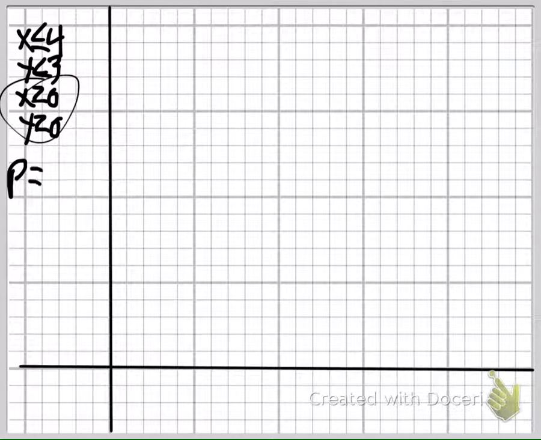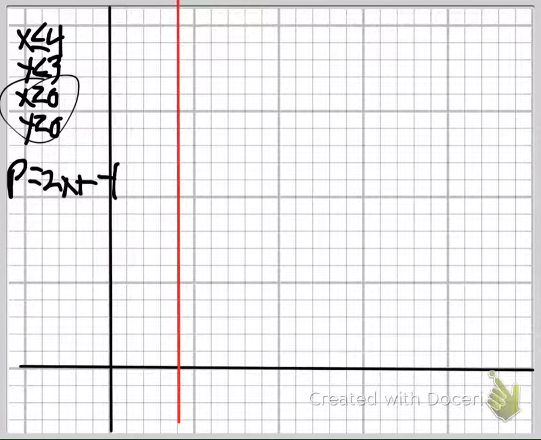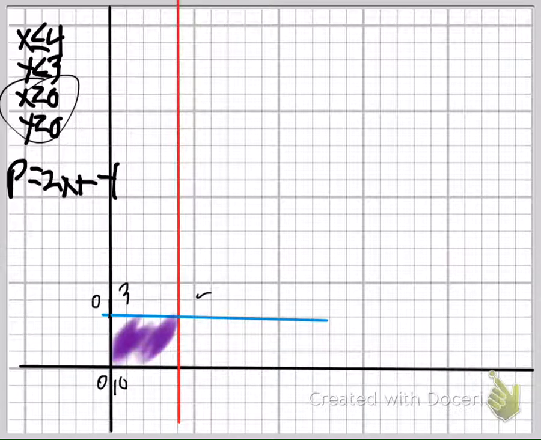So my objective function is 2x plus y. So I'm going to graph x equals 4 and y equals 3. So when I do that, that's what I get. That's my feasible region right there, that little box down at the bottom. And I'm going to label my vertices. 0, 0, 0, 3, 4, 3, and 4, 0.